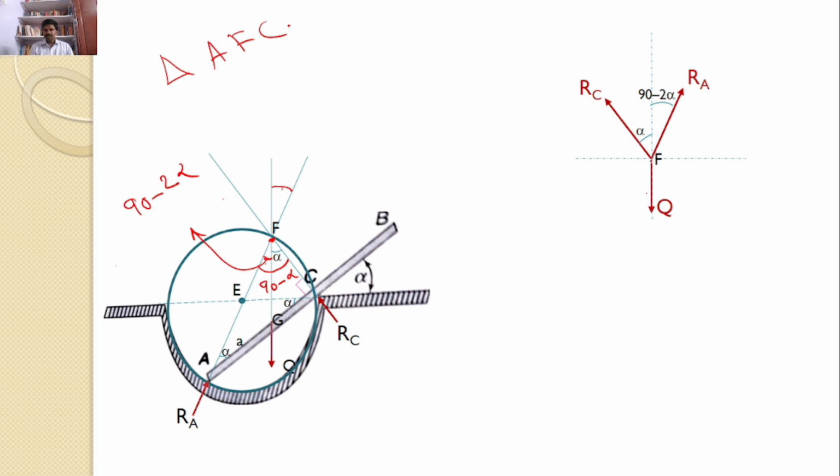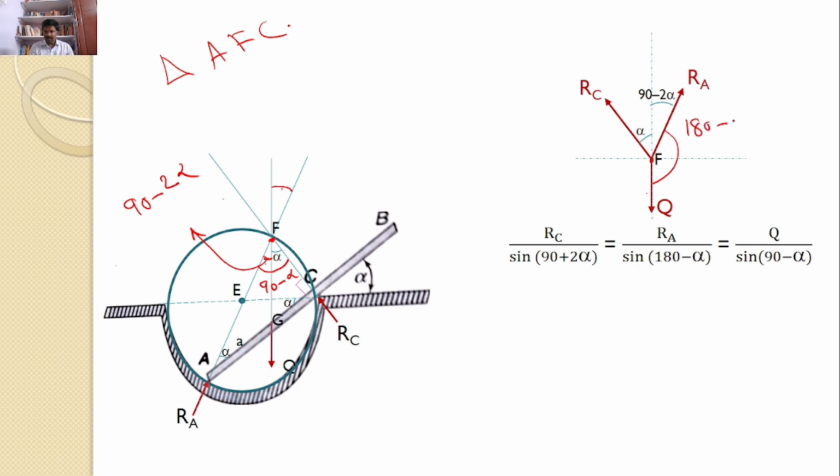Now, there are three forces. All three forces are meeting at a particular point. All three forces are divergent. Hence, I can apply the sine rule. So according to the sine rule, RC divided by the sine of the angle between the other two forces. What is the angle between these two forces? The total angle is 180, so 180 minus this 90 minus 2 alpha. Hence it becomes 90 plus 2 alpha.